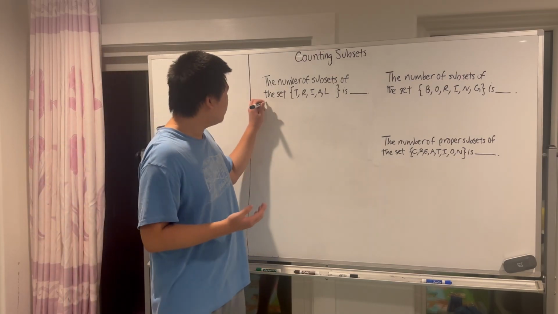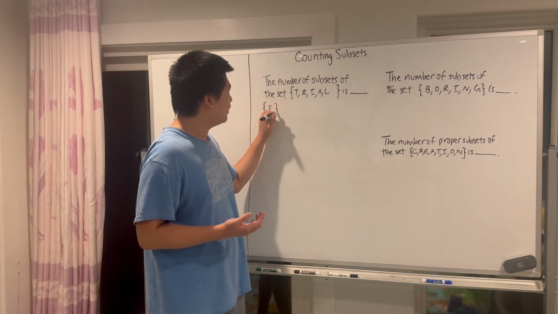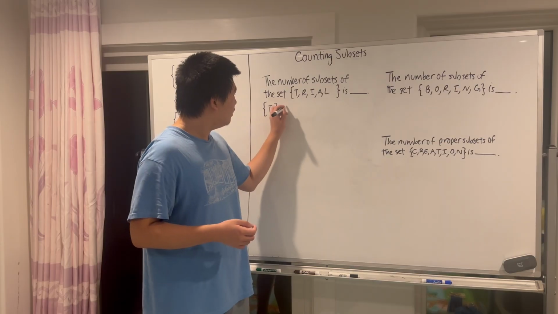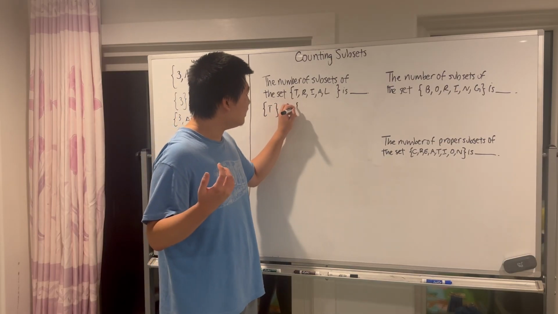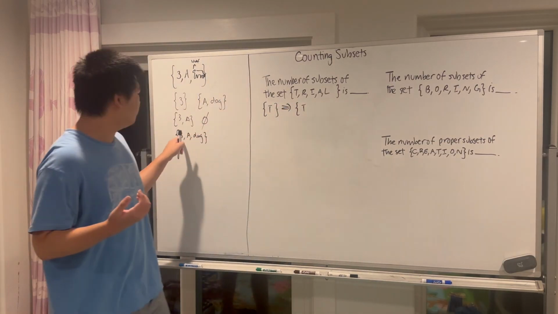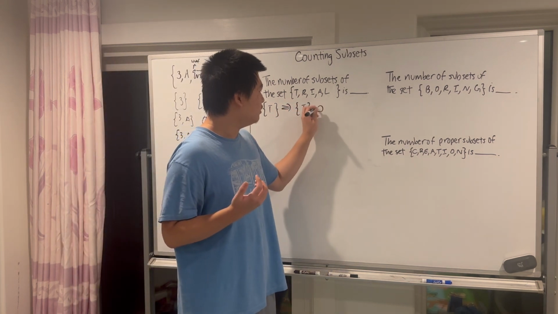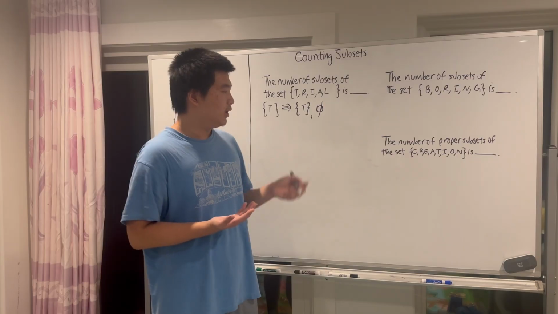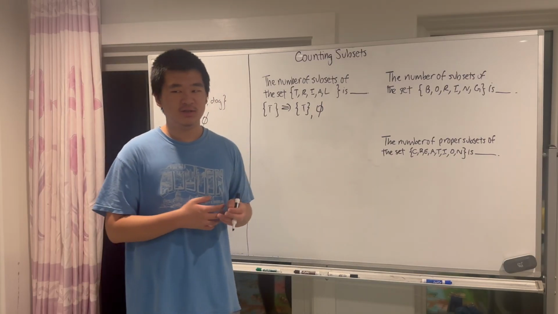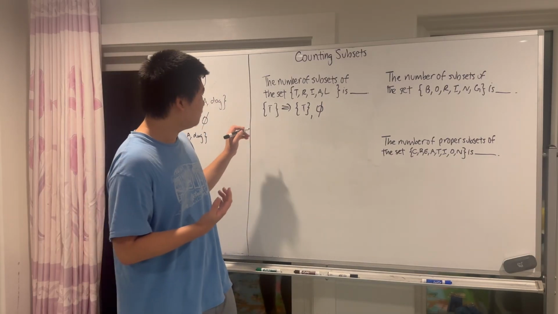For example, how many subsets are there of the letter T? Well, of course we can have the set itself as a subset, as we've said before, and we can also have the empty set. We either have one element or 0, and we only have one choice for either of those cases. So here we have 2 subsets.